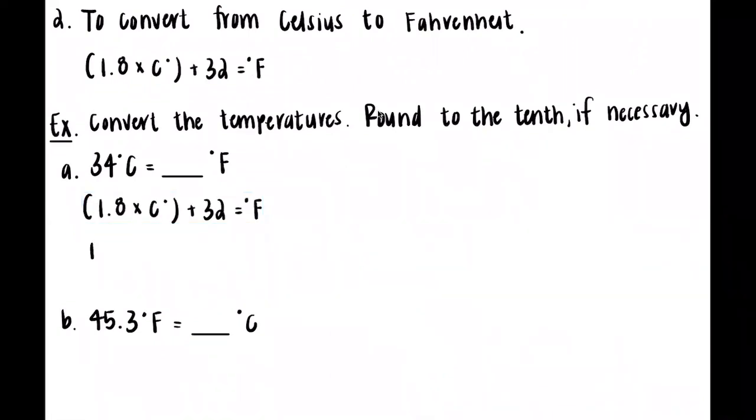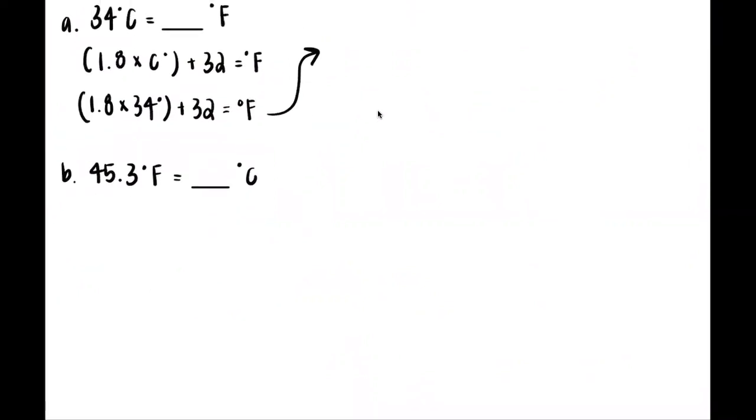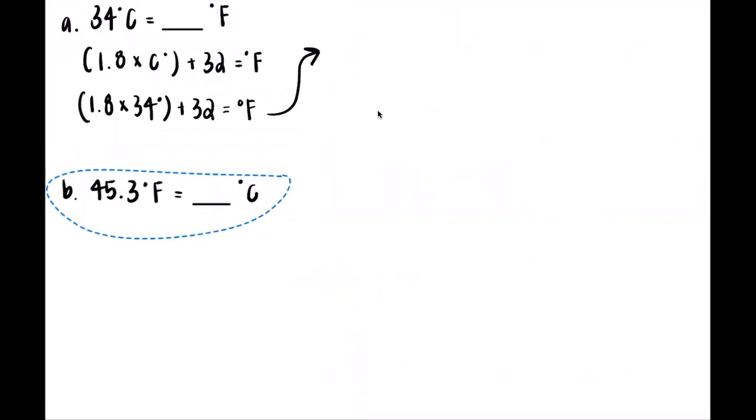Okay, so we have 1.8 times who? Well, we're given 34 degrees. And then plus 32 will be equal to the temperature in Fahrenheit. Let me just move over for room purposes. Do I have any more room? Oh, I can move this lower.